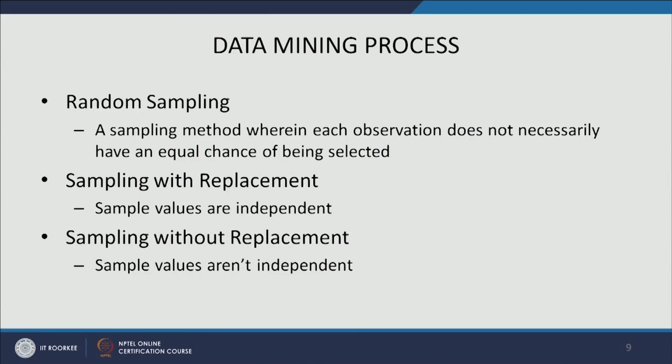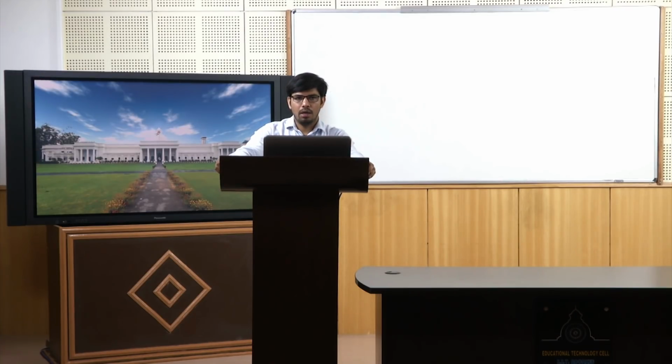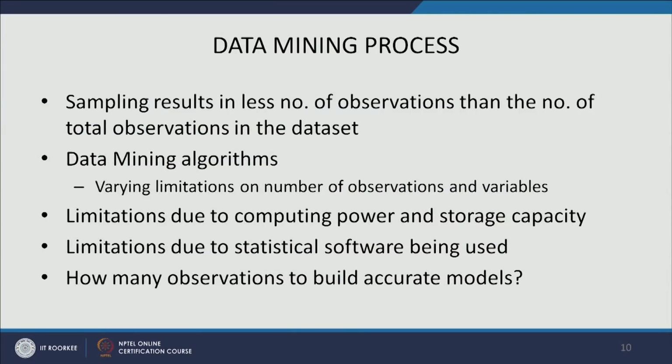When we say sampling without replacement, sample values aren't independent, because once a particular case or observation has been selected, because of this without replacement procedure, we cannot put it back. So the remaining observations we have to select from the remaining cases. Therefore the next selections are going to be dependent on the previous selection. So that is why sample values are not independent. Now whenever we do sampling, it is going to result in fewer observations than the total number of observations that are present in the data set.